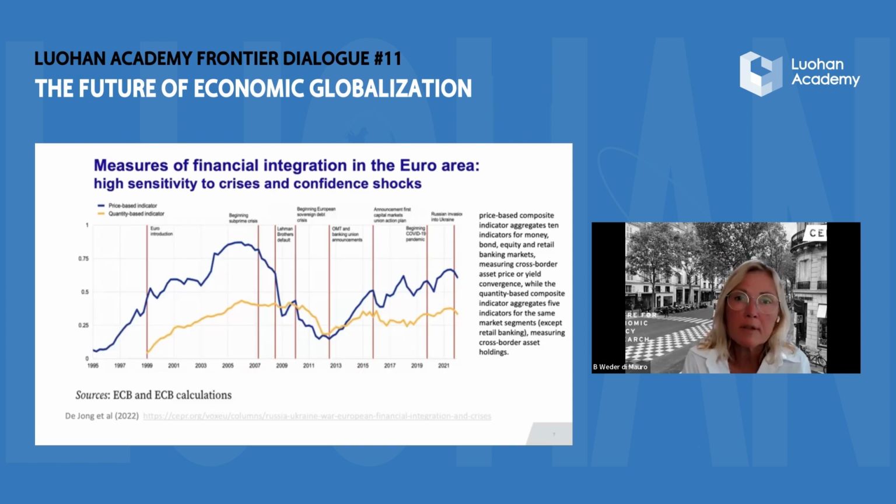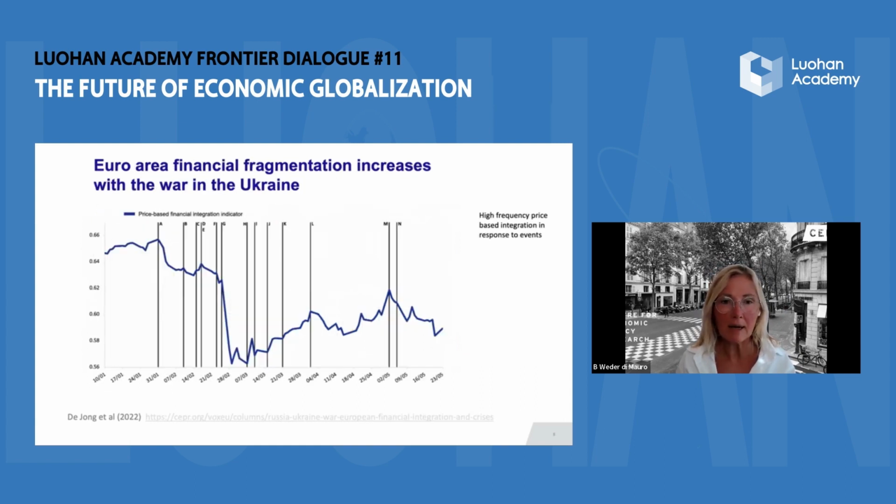Here, for more recent indicators of financial integration, I looked at the euro area, because, as you know, the euro area is very, very concerned about financial integration and fragmentation. So they have been measuring this and looking at this carefully. These are two measures, price and quantity related measures of euro area financial fragmentation or integration across different shocks. And the main point here is that you see the sensitivity of the integration to crises and to confidence shocks. And at a higher frequency level, you see this also very clearly during the Ukraine crisis.